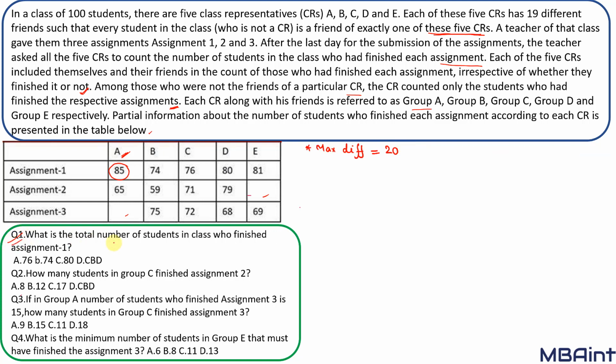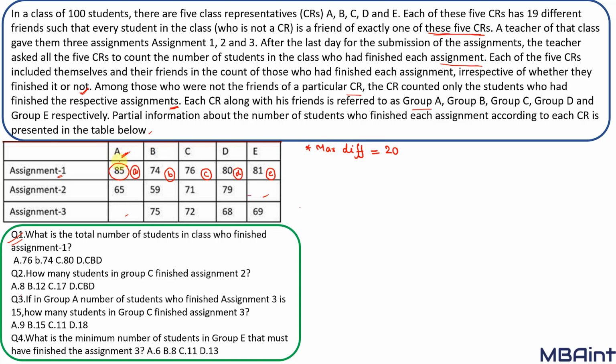Now the first question is, what is the total number of the students in class who finished assignment 1? So we just have to focus on assignment 1 and these are the numbers, and we need to find the exact number of the students who finished assignment 1. Okay, now let's suppose that A number of students in group A have not finished the assignment, B number of students in group B have not finished the assignment, C number of students in group C have not finished the assignment, D number of students in group D have not finished the assignment, and E number of students in group E have not finished the assignment.